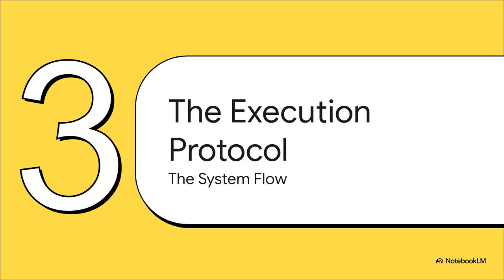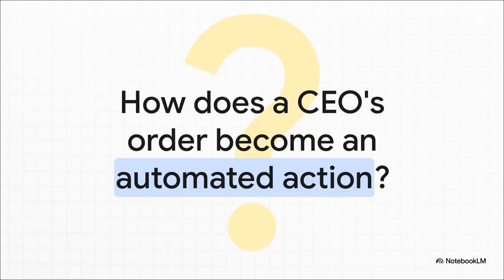Okay, so we've met the key players, the core agents, but how do they actually play the game together? Let's take a look at the system flow, the actual protocol that turns a simple command from the CEO into a fully automated, coordinated action. You know, this is the big question for any automated system, right? How do you get from a simple human thought, a CEO's order, to a precise, synchronized action carried out by a machine? Well, SingularityOS has a very specific protocol for this.